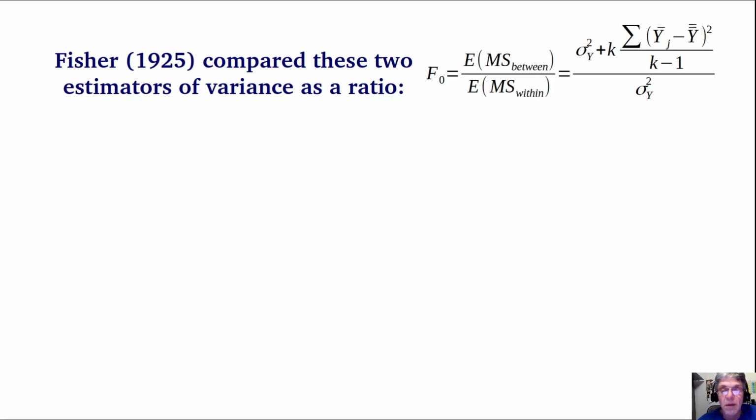He could have compared them in terms of a difference, but he chose to compare them as a ratio. Notice that there are common terms in the numerator and denominator, and there is a common positive term, an extra term in the numerator.